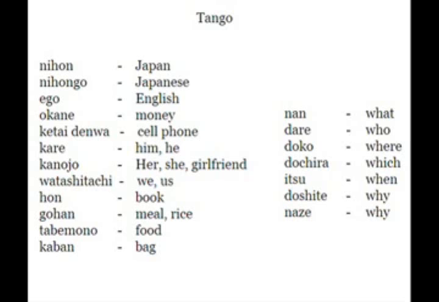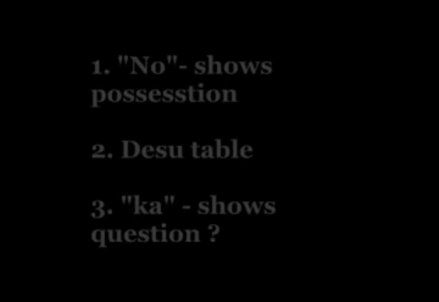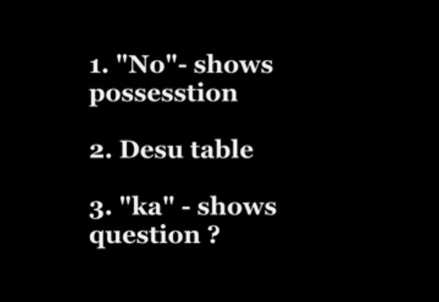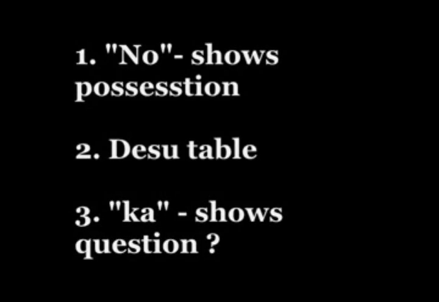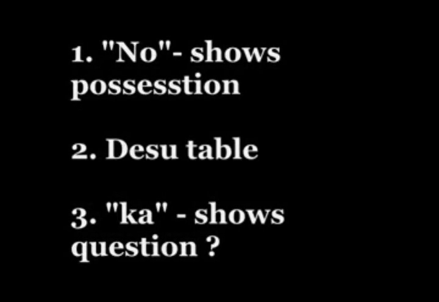Now the difference between doshite and naze. Doshite is a bit politer. Naze kind of seems more sharp. It's a little sharper. Okay, well, let's head into the grammar lesson this week. First, we will go over the particle no. Then we'll go over a thing I call the des table. Then we're going to go over the particle ka. We're going to head right into the particle no.